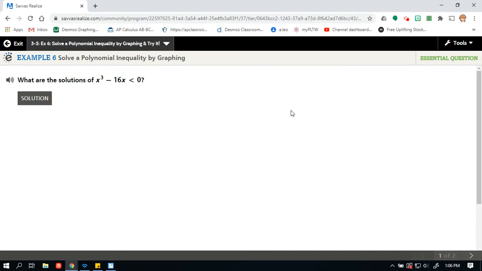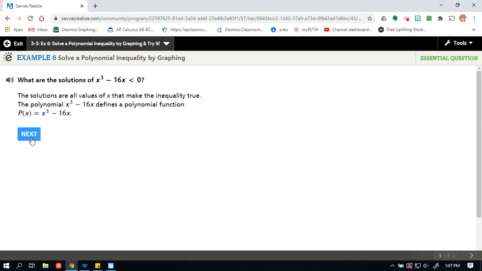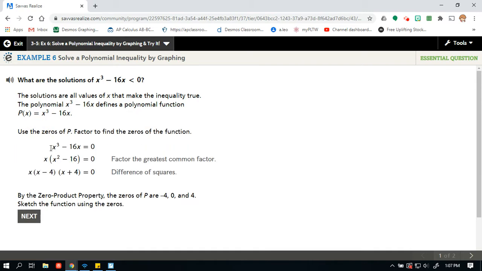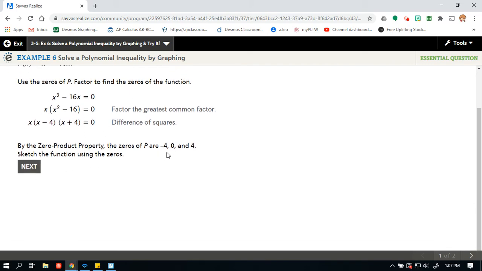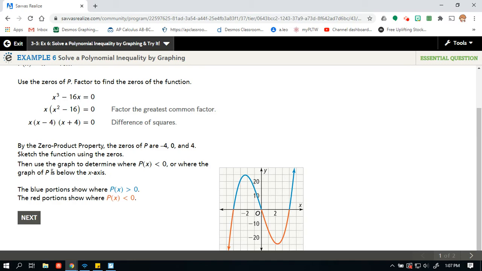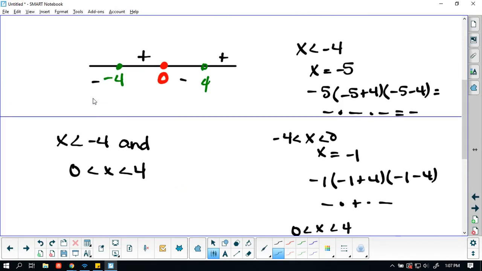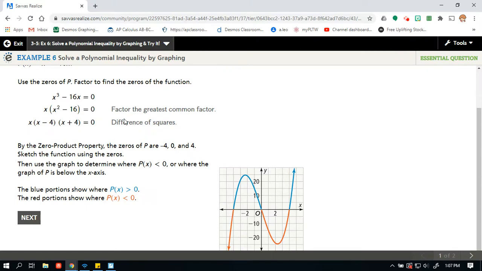There we have it algebraically. Let's look at it graphically. So the solutions for this define a polynomial. Again, they said do this by graphing, and then they do it algebraically. They find that they have -4, 0, and 4. They sketch the function using the zeros. So that's kind of what we did with this number line, but instead of actually sketching it out, which I could, we just determined where it's positive or negative.